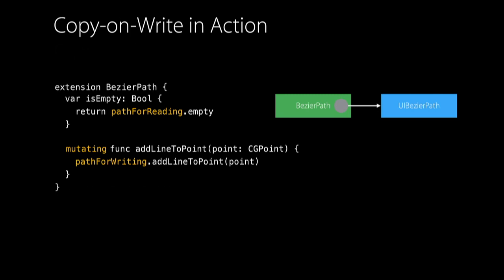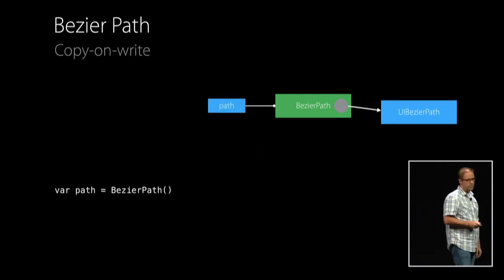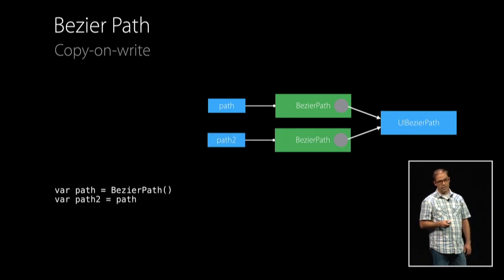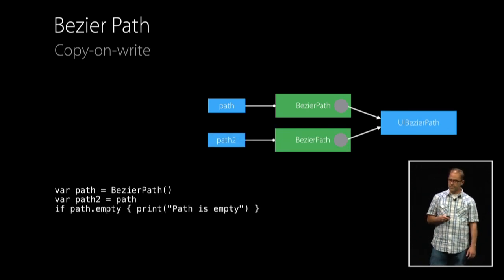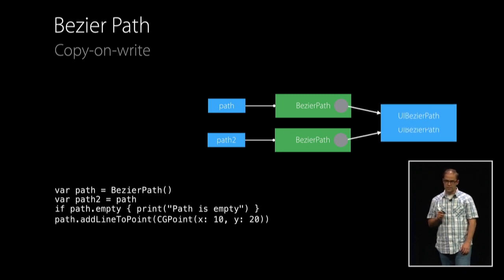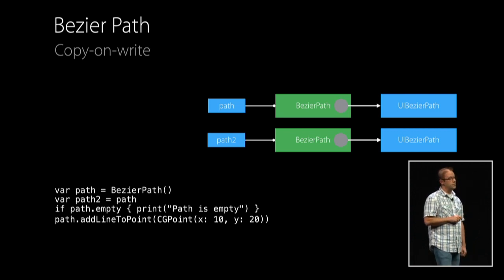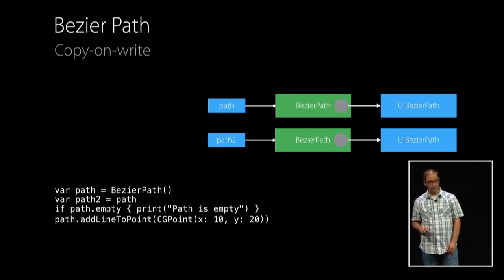So just to look through it in a diagram, the path I create another one by saying path2. Of course, I can read from it, no issue. And when I go to write to it, since I'm creating another instance of Bezier path, path2 is none the wiser that a mutation has happened. So I'm not going to introduce some unexpected mutation behind path2.